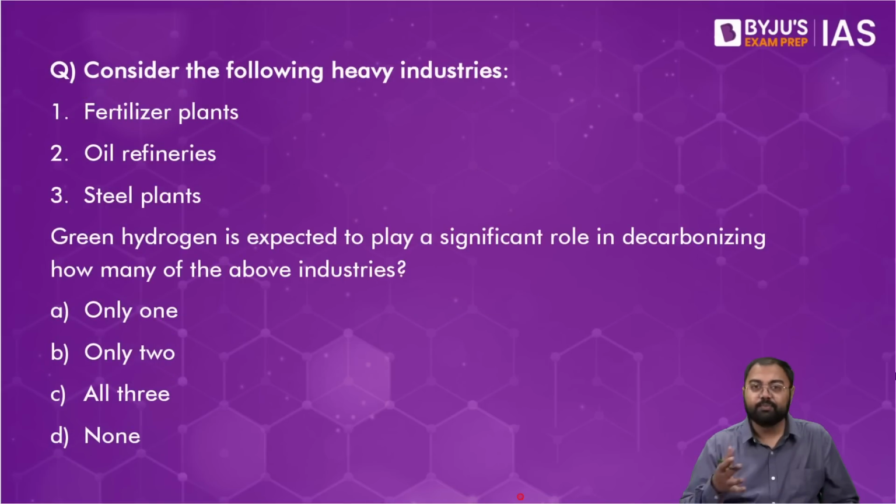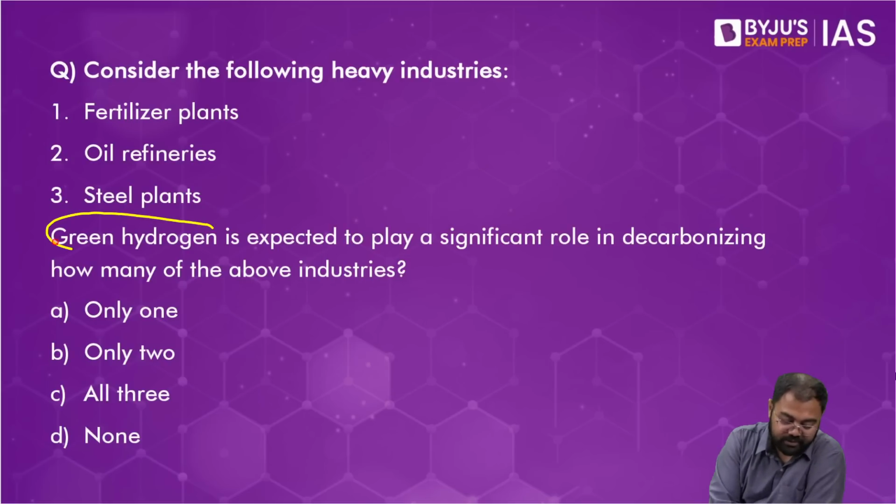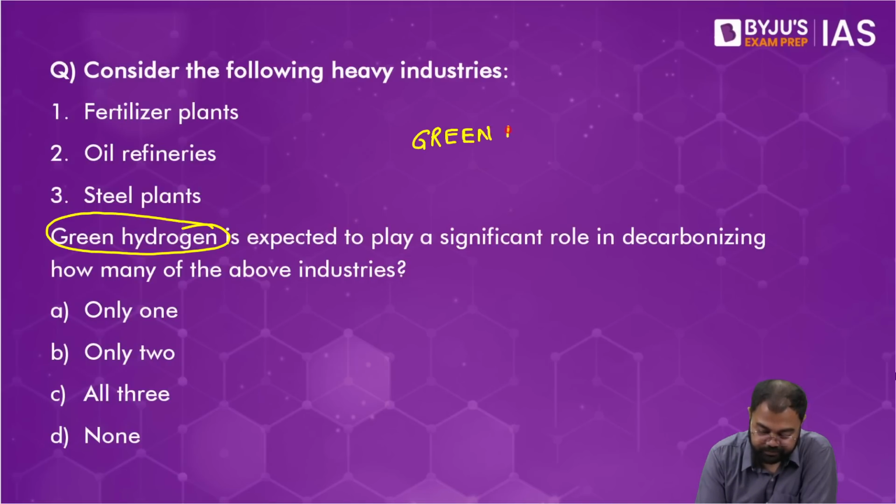Now, I'm not giving a poll here because these are new questions, and you know or you don't know, you'll be guessing in a lot of cases. That's why I've not given the poll in this scenario. Now, the second question: consider the following heavy industries: fertilizer plants, oil refineries, steel plants. Green hydrogen is expected to play a significant role in decarbonizing how many of the above industries? Green hydrogen obviously was a very, very important topic this year.